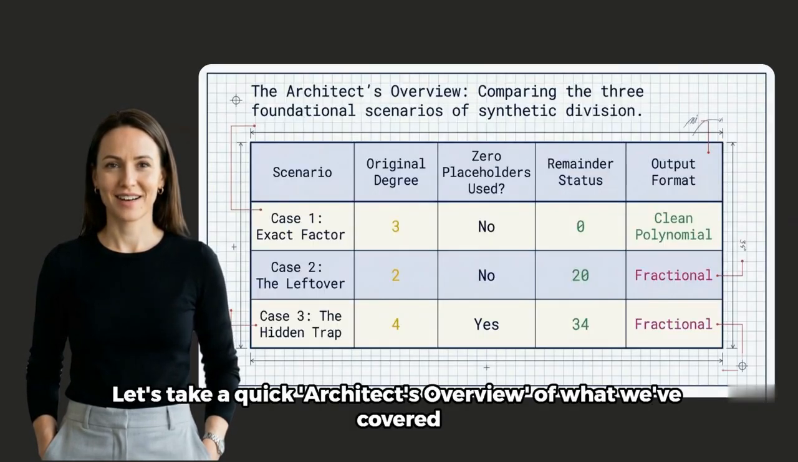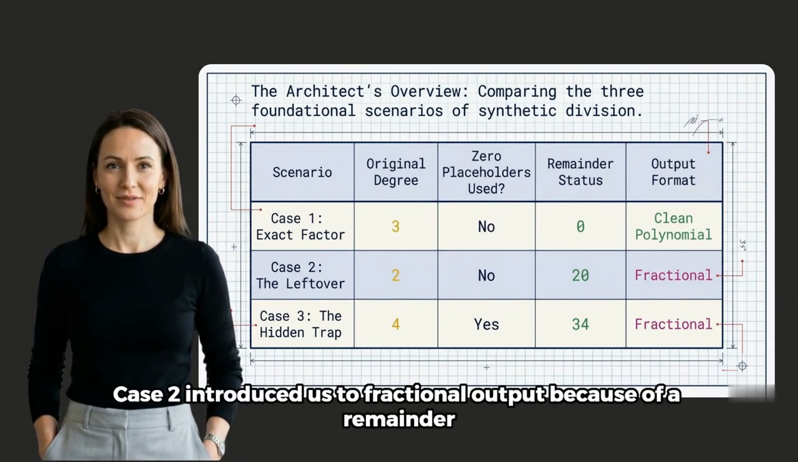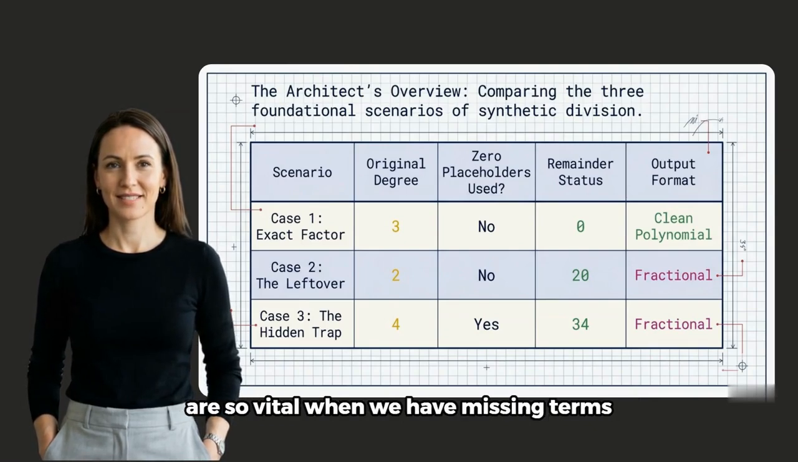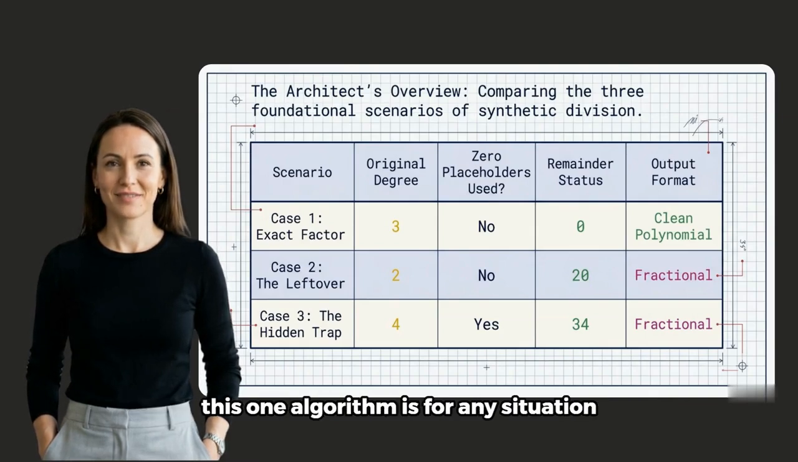Let's take a quick architect's overview of what we've covered. Case 1 gave us a clean polynomial. Case 2 introduced us to fractional output because of a remainder. And Case 3 showed us why those zero placeholders are so vital when we have missing terms. Seeing them side by side really shows how flexible this one algorithm is for any situation.